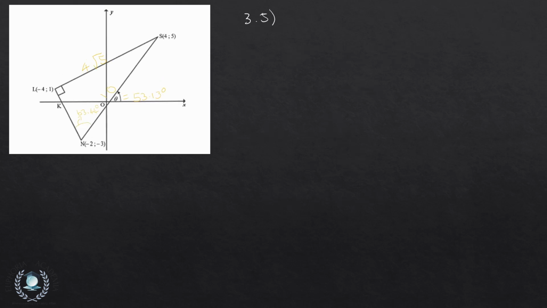So for question 3.5, we're asked to determine the equation of the line which passes through L and is parallel to SN. So we're meant to find the line in the form y = mx + c, and we know that it's parallel to SN. Whenever you see parallel or perpendicular, you need to consider the gradients. So the gradient of line SN is equal to 4/3, and if this line is parallel to it, that means that it has the same gradient.